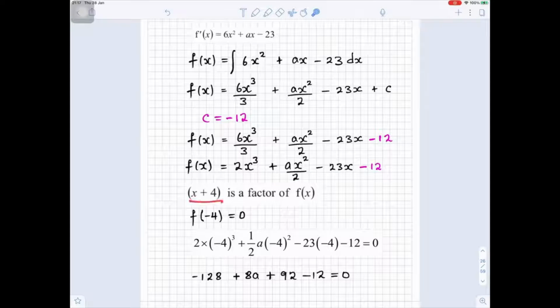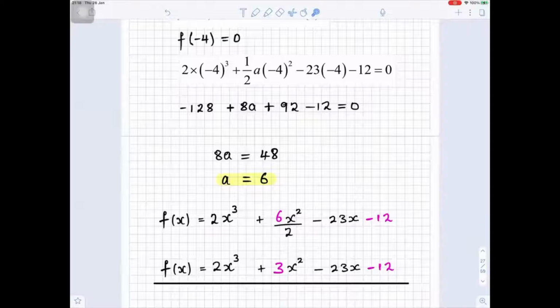It also says x plus 4 is a factor of f of x. That means if you put f of minus 4, it will be 0. So we have the 2, we put minus 4 cubed plus a half a minus 4 squared minus 23 times minus 4 is equal to 0. When you solve that, you get minus 128 plus 8a plus 92 minus 12 equals 0. So when you solve that, 8a will be equal to 48 and a would be equal to 6.